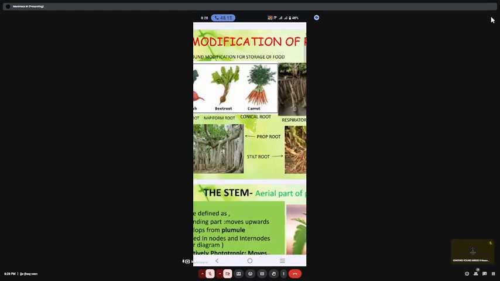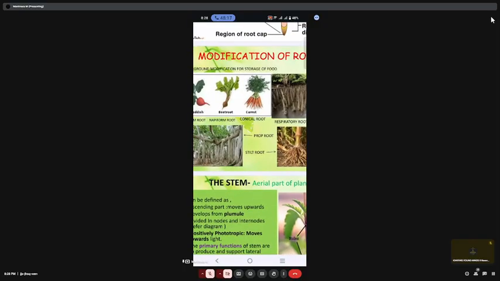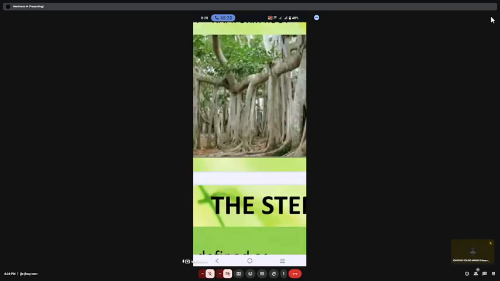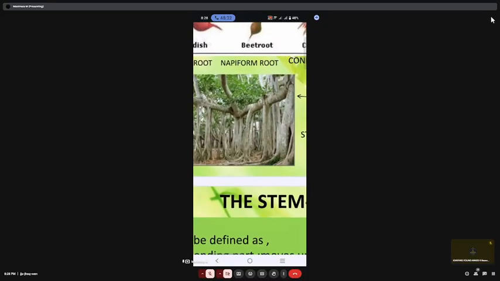And next one, the prop root, which is present in the banyan tree. In the banyan tree, from the branches, some roots grow horizontally and then join the soil and make the plant stand like a pillar. It is called the pillar root. And next one, stilt root. What is an example of stilt root?